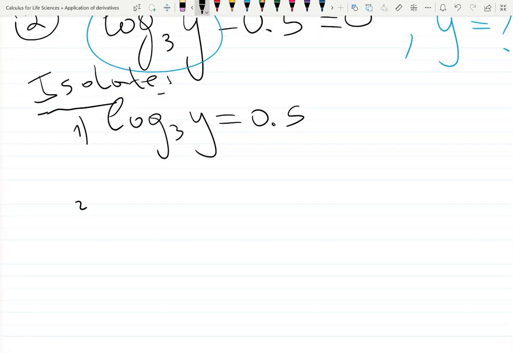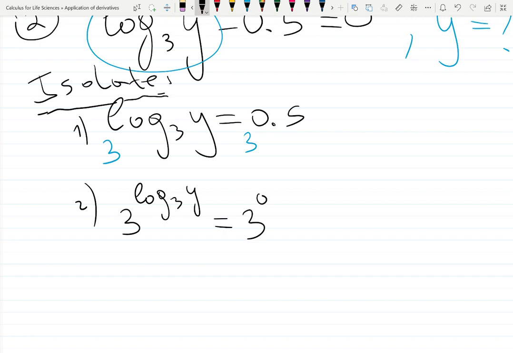Step 2, you don't like log? Get rid of it. There's one nice way to get rid of a log: apply the exponential function. To get rid of this log, apply the exponential function that will actually get rid of the log base 3. So what exponential function should we use? Cubed? Why 2? It's such a random number. 3 raised to both sides. So 3 raised to log base 3 of y equals 3 raised to 0.5.